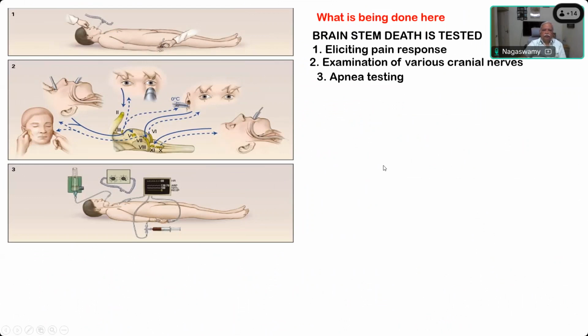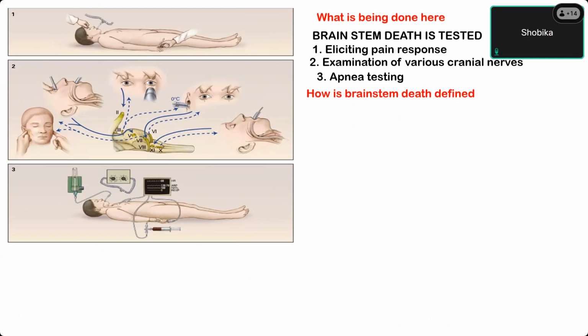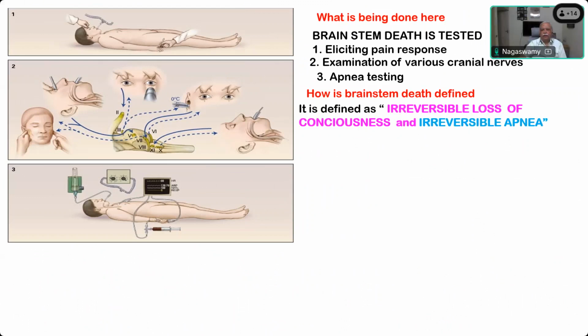Third is apnea testing. How is brain stem death defined? What is the definition? Irreversible loss of consciousness and ability to breathe. Defined as irreversible loss of consciousness and irreversible apnea. Simple to remember.